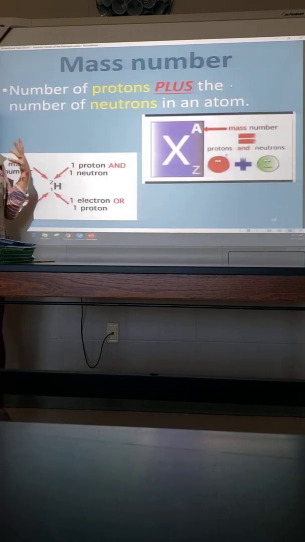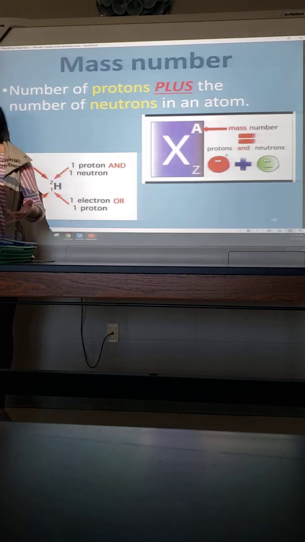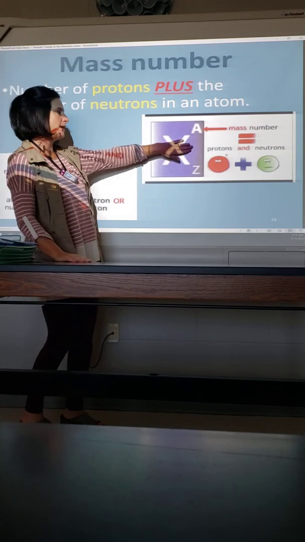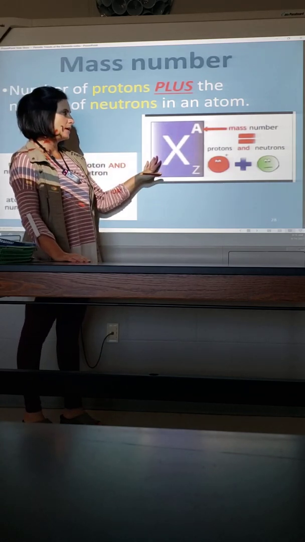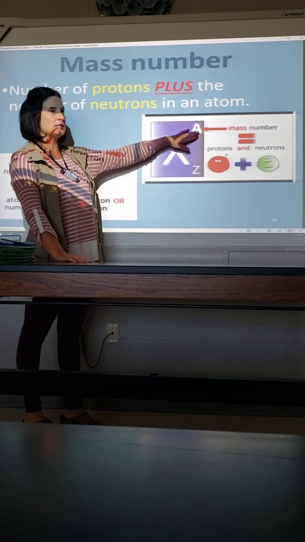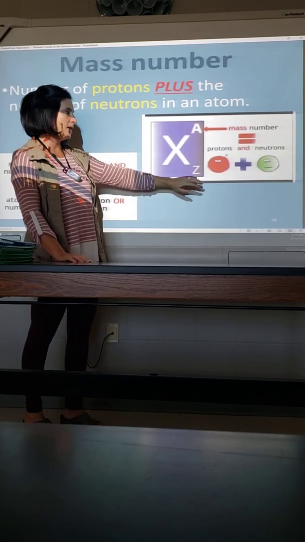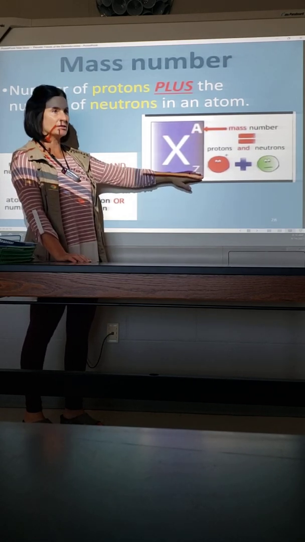All right, now here's another vocab term, the mass number. The mass number is your number of protons plus the number of neutrons. In this example, here's my atomic symbol, and generically it's saying that this is the mass number. It has the mass number, the big number at the top, and the atomic number down here at the bottom.